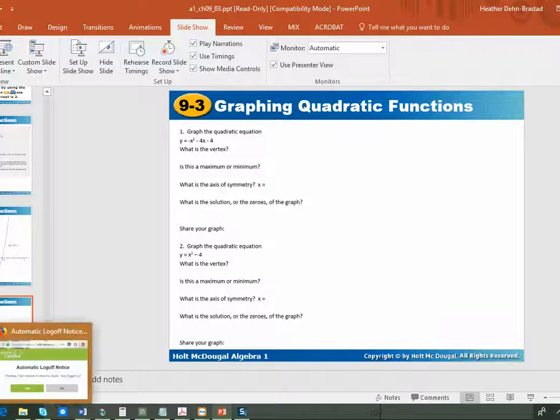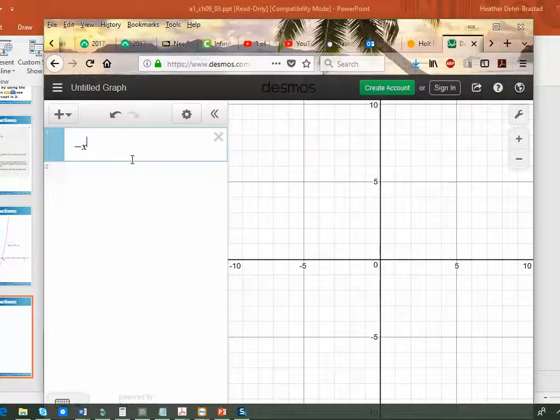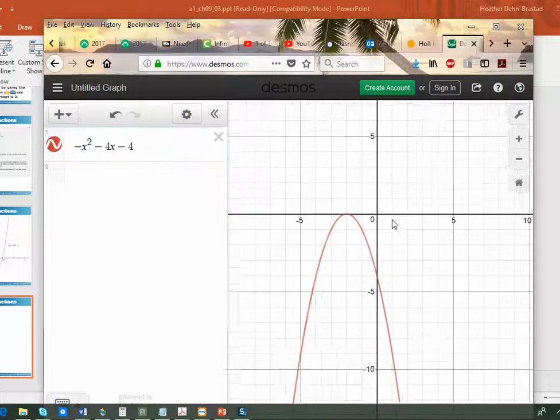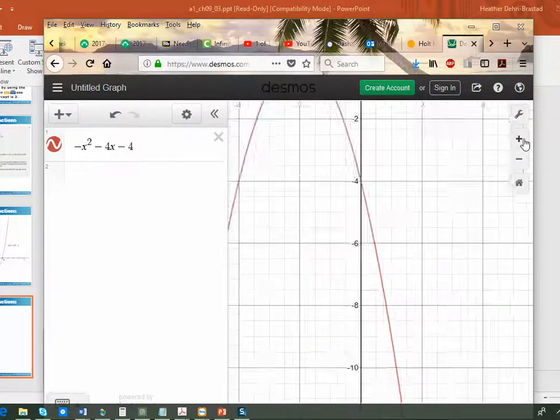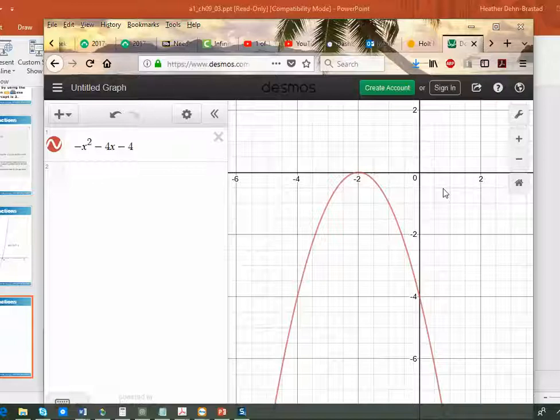Alright, so I have Desmos set up here, and our equation for number 1 was -x squared minus 4x minus 4. So you don't have to first find the vertex and the axis. You can do that after you graph it. So here's my graph. I can move this around. I can zoom in and out. If I want to change the scale, I can go to the graph settings and change either the x or y, how far up or down you see the numbers.